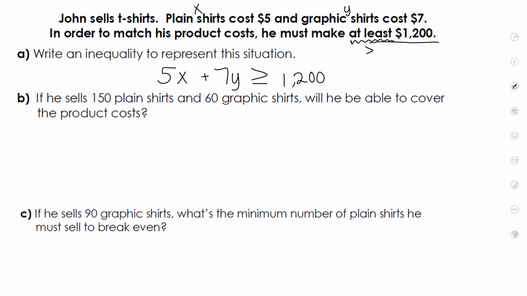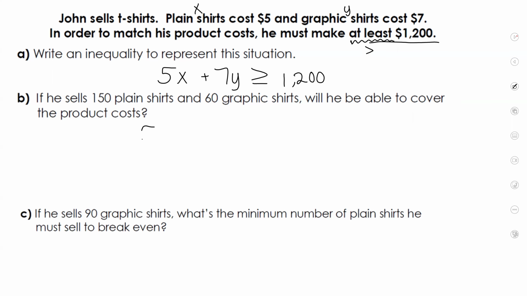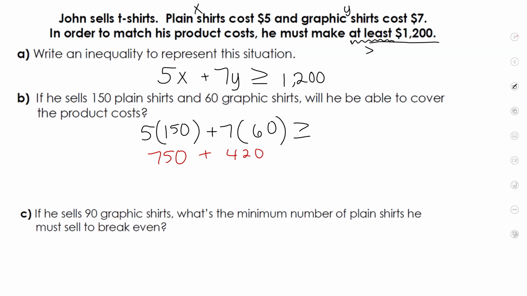Question B. If he sells 150 plain shirts and 60 graphic shirts, will he be able to cover the product costs? Let's see. He got 150 plain shirts and 60 graphic shirts. Okay, so calculate this. What's 5 times 150? 750, okay. And what's 7 times 60? 420. Is this greater than or equal to 1,200? Did he meet his goal?